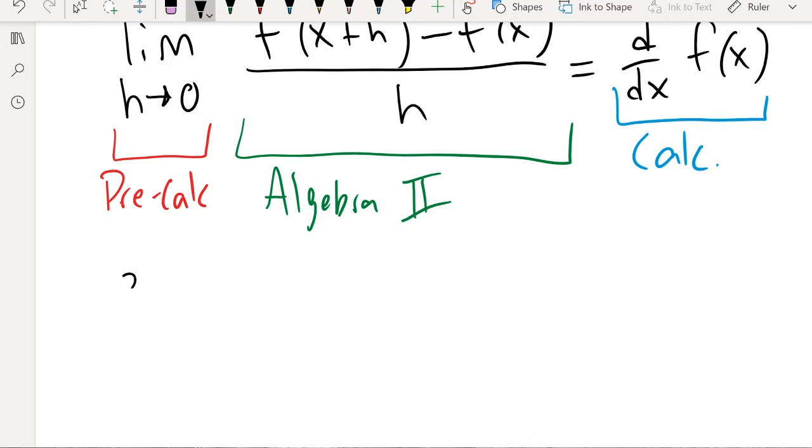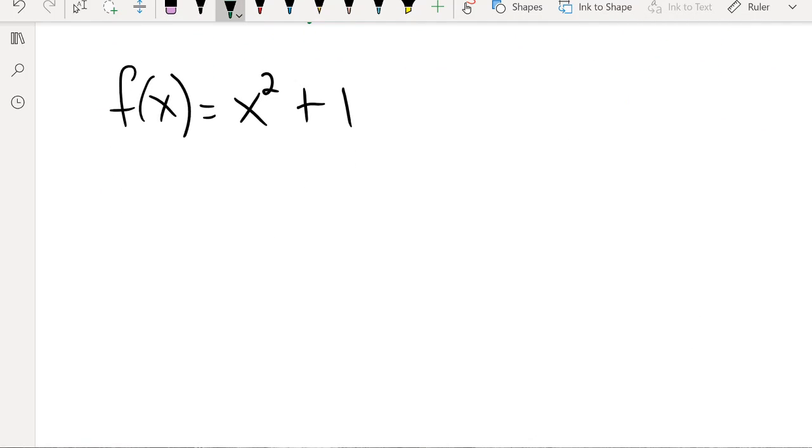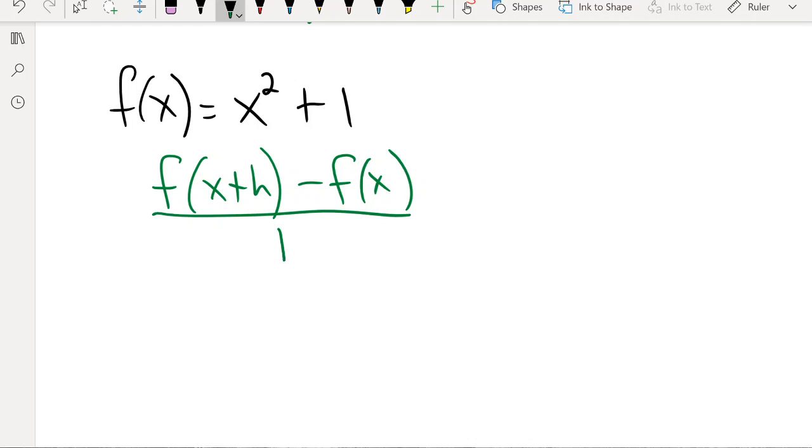Let's say I have a function, x squared plus 1. Let's do the algebra part first. I want to do f of x plus h minus f of x over h, and plug it in and simplify as far as I can go. The trick to the f of x plus h part is that I'm going to change this, and this and this are going to stay the same. So f of x plus h would look something like this.